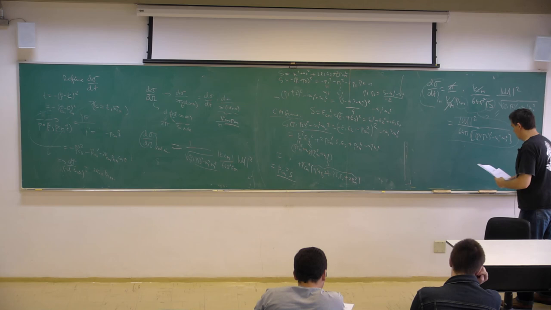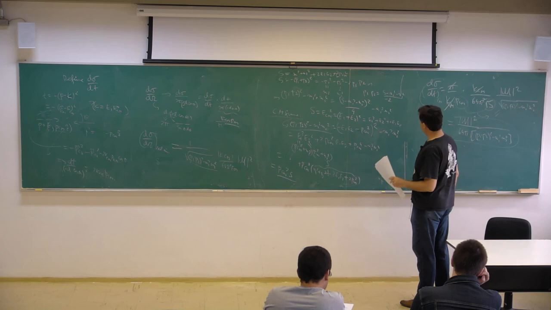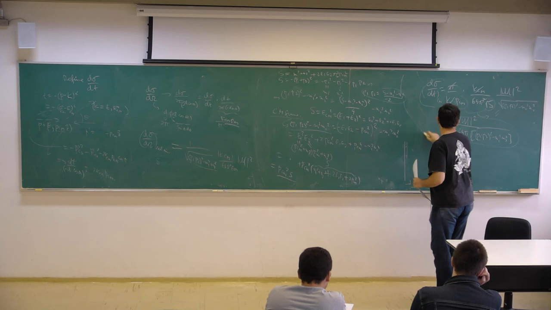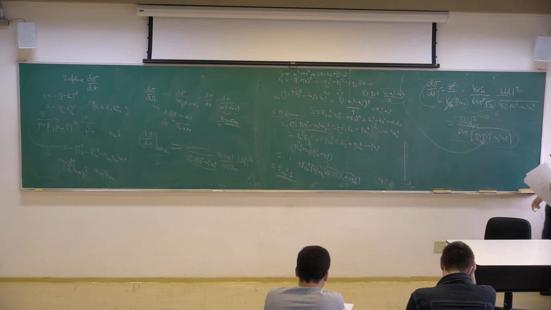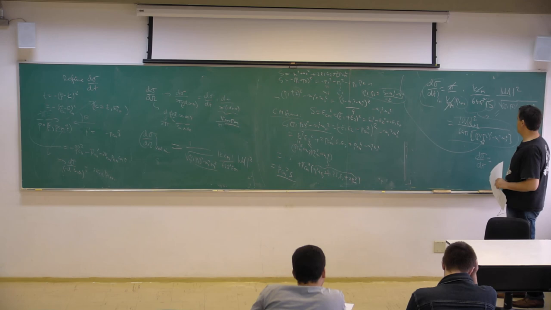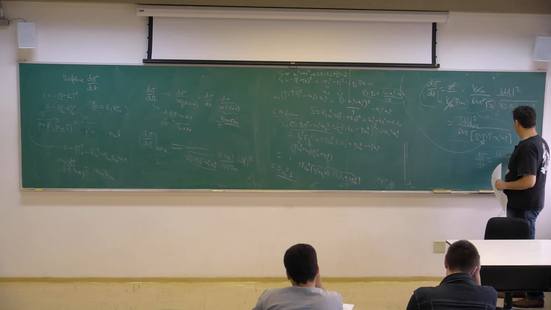And well, I note that P1, P2 is also equal to this thing. So if I substitute this in here, in principle it can be written as a function of S and T. So you see that we'll have d sigma dt as a function of S and T. So this is M of S and T squared over 64 pi times this, S minus m1 squared minus m2 squared, squared over 4, minus m1 squared m2 squared.